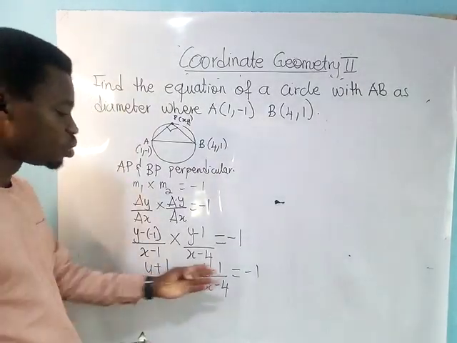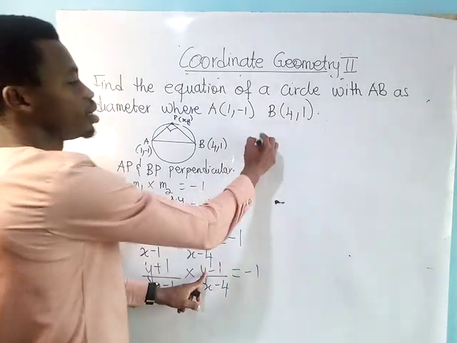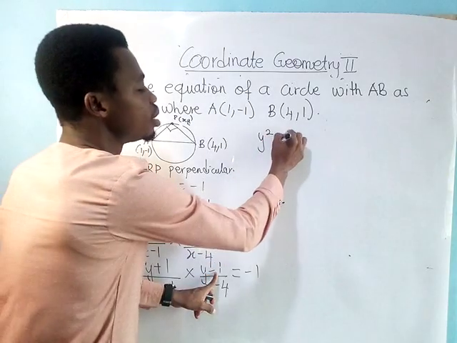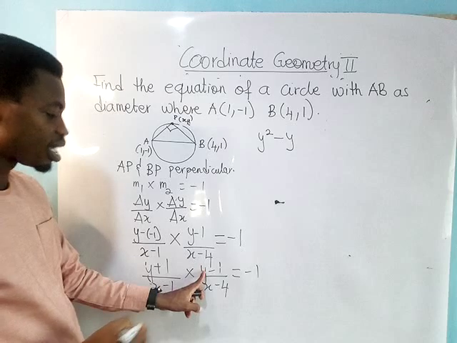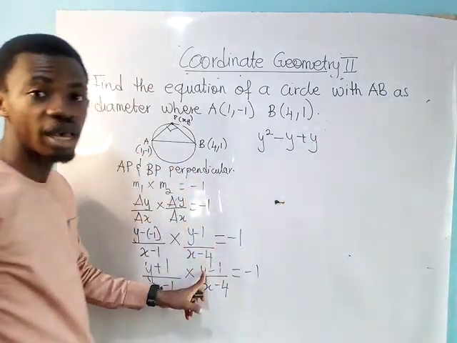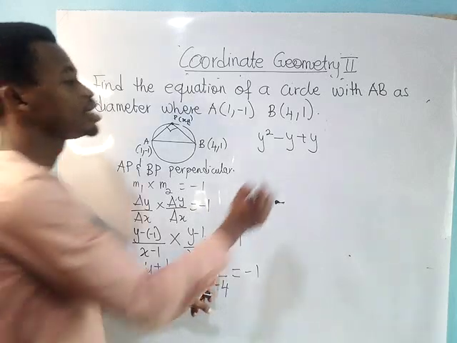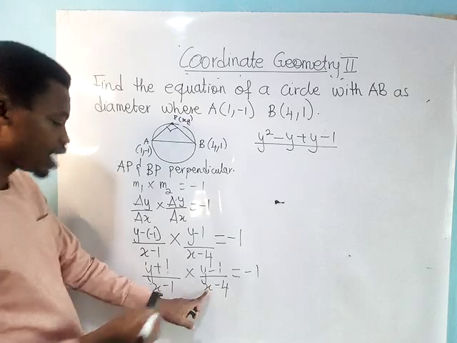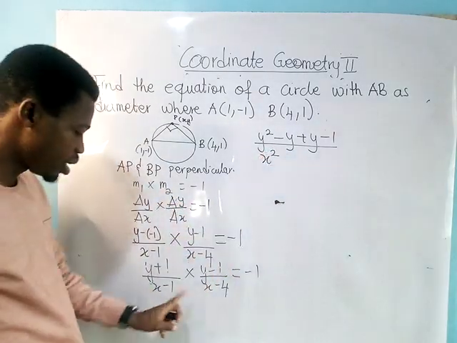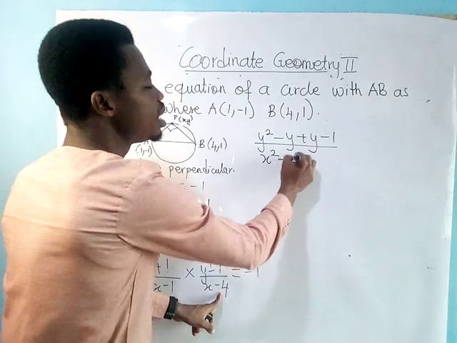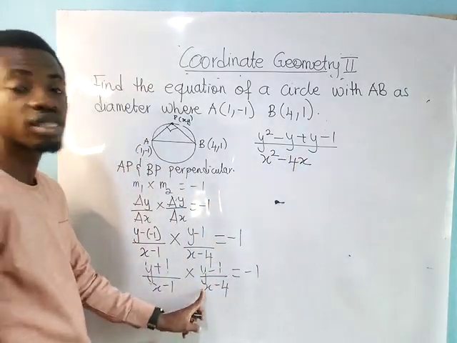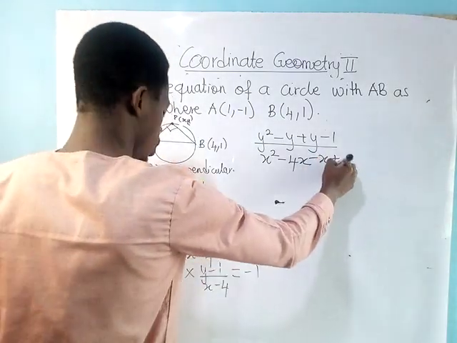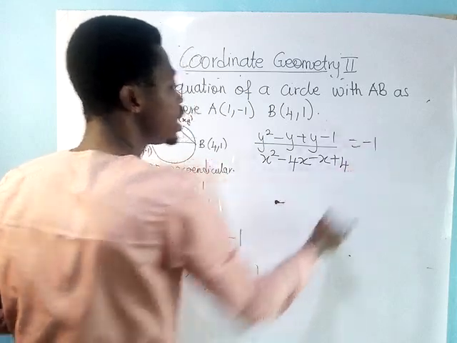Okay, so let's see. This will multiply this. Let's go. y times y is y squared. y times negative 1 is minus y. 1 times y is plus y. Then 1 times negative 1 is negative 1. Over x times x gives us x squared. x times negative 4 is negative 4x. Negative 1 times x is negative x. Then negative 1 times negative 4 is positive 4. Is equal to negative 1.